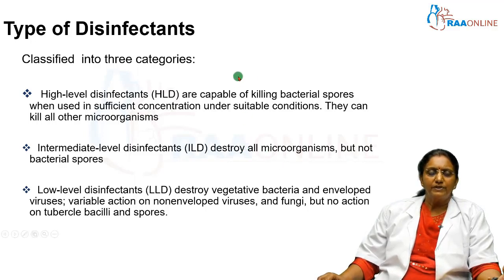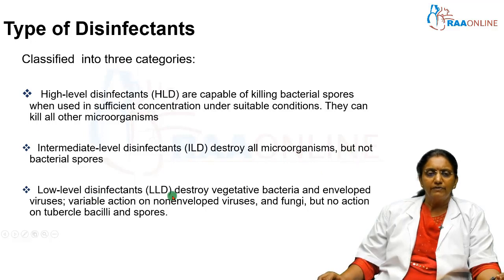Then regarding the types of disinfectants, this is also important. As I already told you, we used the term high level disinfection. The disinfectants can be classified as high level disinfectants, intermediate level disinfectants and low level disinfectants. High level means it is capable of killing bacterial spores when you use it in sufficient concentration and suitable conditions, including an appropriate amount of time. They can kill all the other organisms also. Intermediate will destroy all the other microorganisms but not spores.